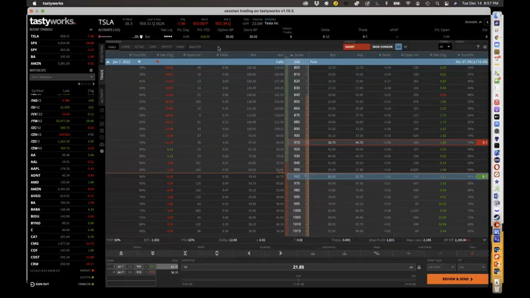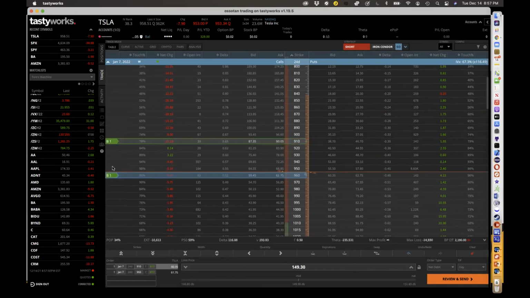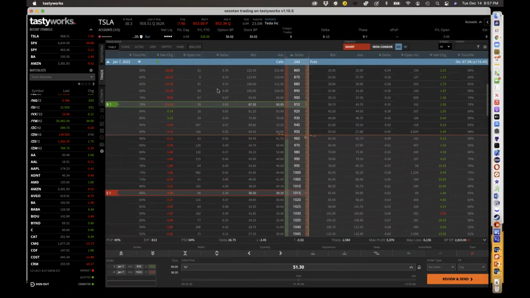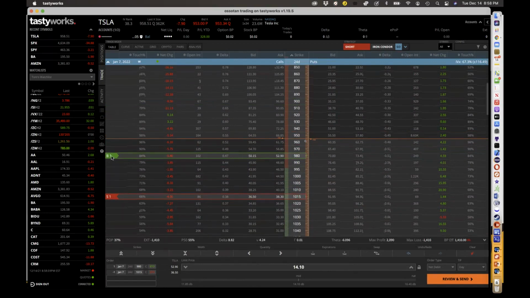Sorry, what am I saying? Apologies. Bear call spread on the call side. This is a bull call spread. Okay, sorry, my apologies. This is a bull call spread. Why is it bullish? Because I want the stock to go up. This is the bear call spread, where now it's a credit spread. I want the stock to stay down so that it doesn't breach my short strike.